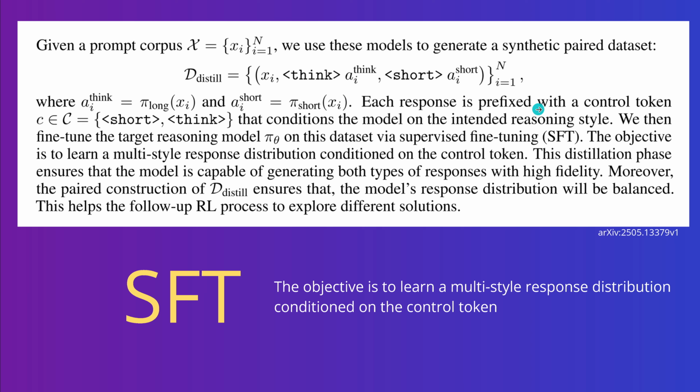Each response is prefixed with this control token, either short or think, that now conditions the model on the intended reasoning style. And then we go to supervised fine-tuning, and we fine-tune the target reasoning model pi theta on this synthetic paired data set via supervised fine-tuning. This is our classical Hugging Face supervised fine-tuning, because the objective is to learn a multi-style response distribution conditioned on the control token, either the short or the long thinking mode. You can call this a distillation phase. I'll show you in a second that the model is capable of generating both types of responses with high fidelity. And the paired construction ensures that the model response distribution will be balanced and we will have no collapse of the system.